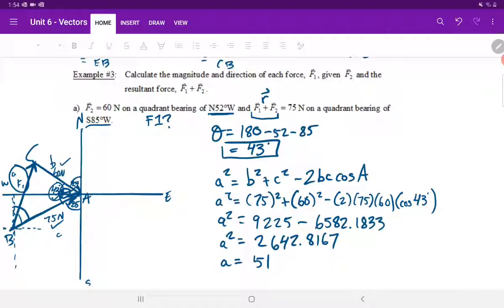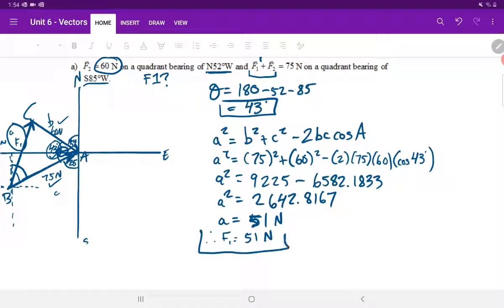Now in the question, they didn't say how much to round to, and since we have just whole numbers here in the question, I'm going to round to the nearest whole and say that we have 51 newtons. So therefore F1 is equal to 51 newtons. But we don't know the direction, do we? We don't know the direction.